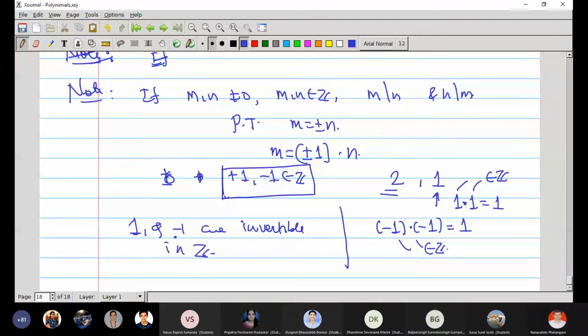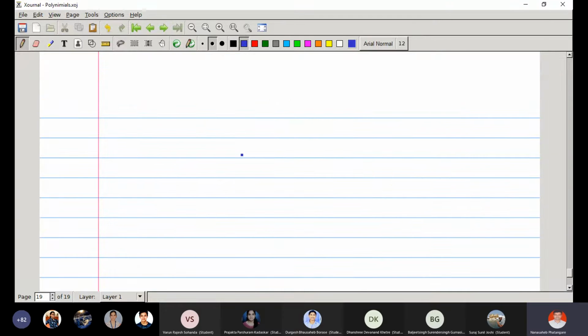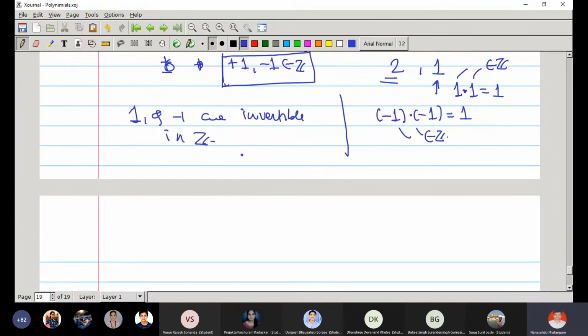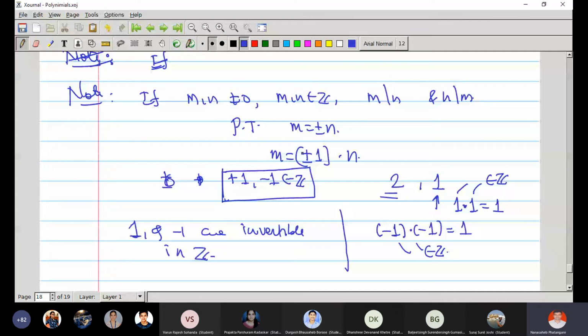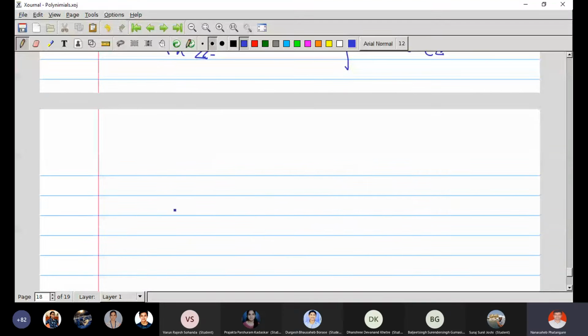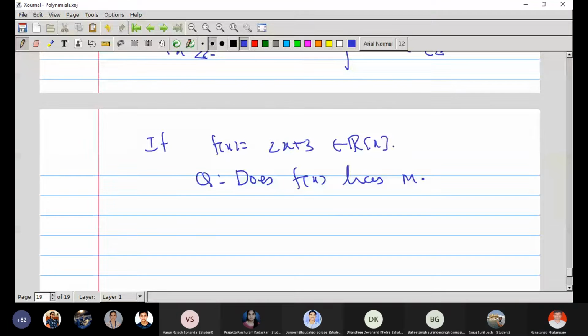So that's why if you say that two integers divide each other, then they are plus minus n, necessarily those elements which have a multiplicative inverse. Now come to the case of polynomials. If I take f(x) = 2x + 3 in R[x], my question is, does f(x) have a multiplicative inverse in R[x]?